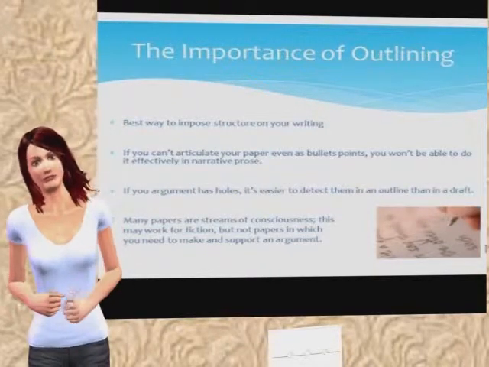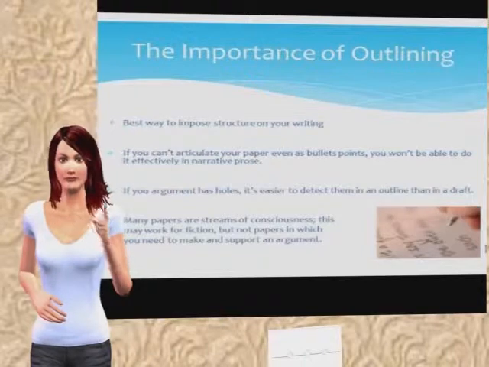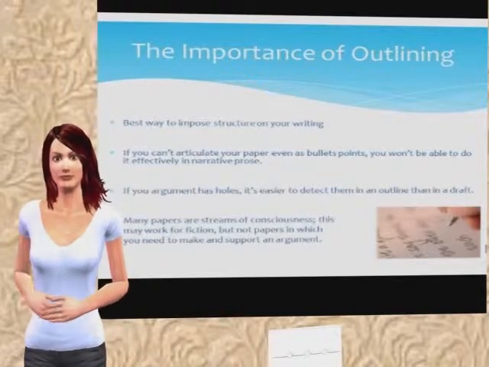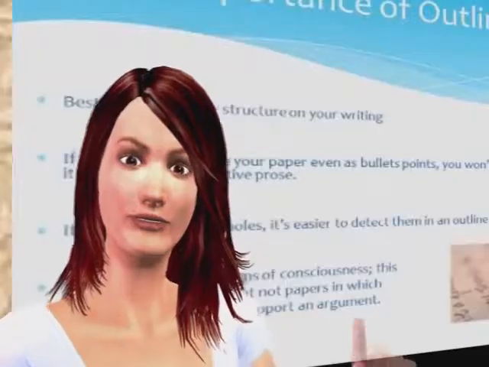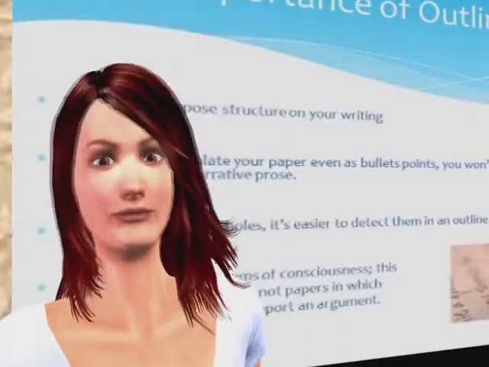Another benefit of outlining is that if your argument has holes, they're much easier to detect in an outline that really shows you the whole structure of your argument in your paper than in a narrative draft.